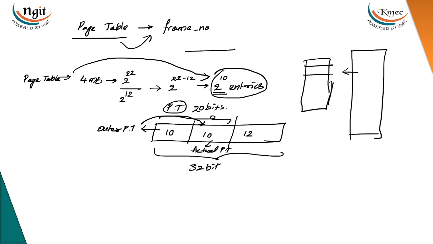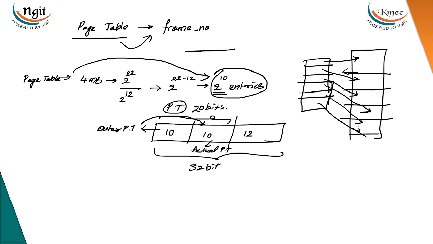So each entry in this particular page table will point to 1024 entries of the actual page table. Right? So we need multi-level paging. Now instead of storing the entire 4 MB page table, we can store this particular outer page table that points to one more page table.